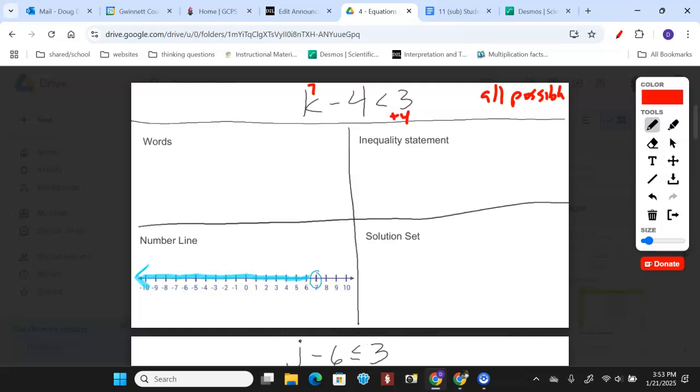However, anything less than 7 will be. 6 is fine. 5 is fine. 4 is fine. Even if I went down to something like 3, I would get a negative number, still less than 3. All good. So really the way I like to show this is in my solution. I'm going to start with this solution set one. And it's really like, 6 is okay.